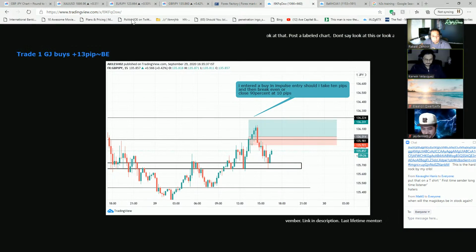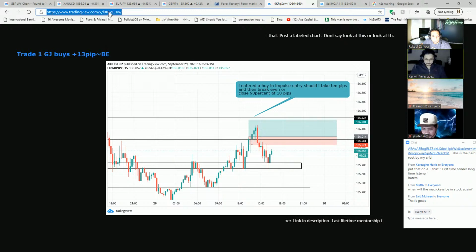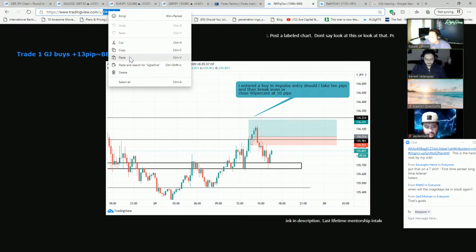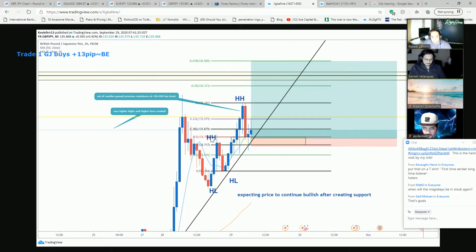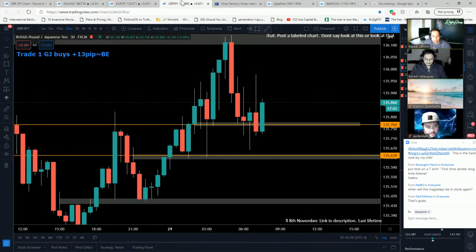All right, looks like people are taking second buys here on GBPJPY, and let's just wait for this candle to close here. Okay, newer highs and higher lows created. Arrow is pointing over here. I don't know what's going on over here, but I guess this arrow is cross-eyed. That's why it's looking to the other side. Set of candles passing previous resistance at 136 area over here.